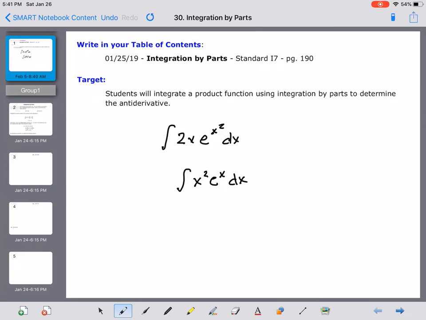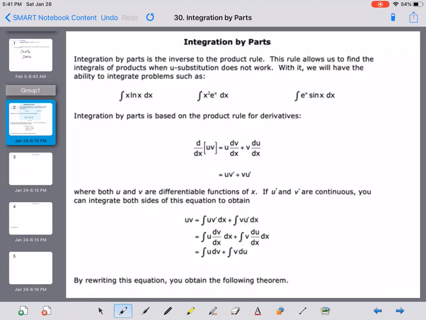So we're dealing with a product. Integration by parts is like the inverse of the product rule. So anytime we want to integrate a product, we can do that inverse product rule, which is our integration by parts. So let's see where the formula comes from. Again, we're going to start to be able to take integrals of functions that we can't normally take integrals of because u substitution doesn't work.